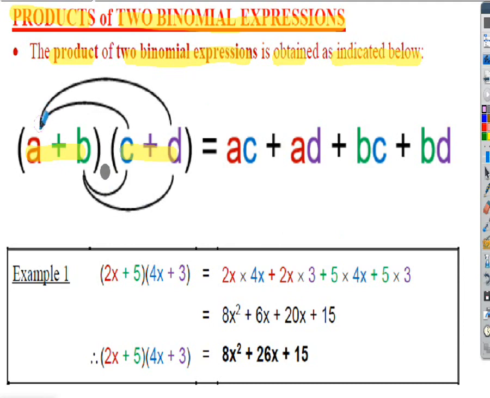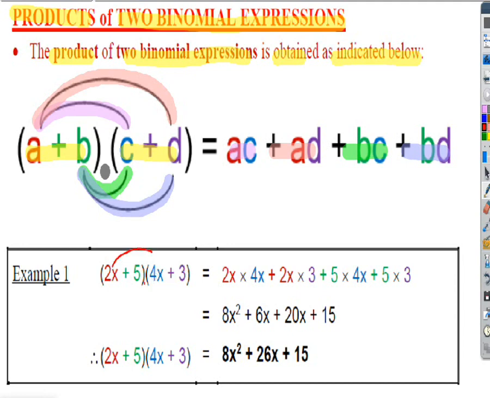We've got to multiply the a by the c, shown here, and then the a multiplied by the d, shown here. Then we've got to multiply the b by the c, shown here, and finally the b multiplied by the d, shown here. So looking at example 1 below here, we've got 2x plus 5 in one bracket, and that's multiplied by, in the second bracket, 4x plus 3.